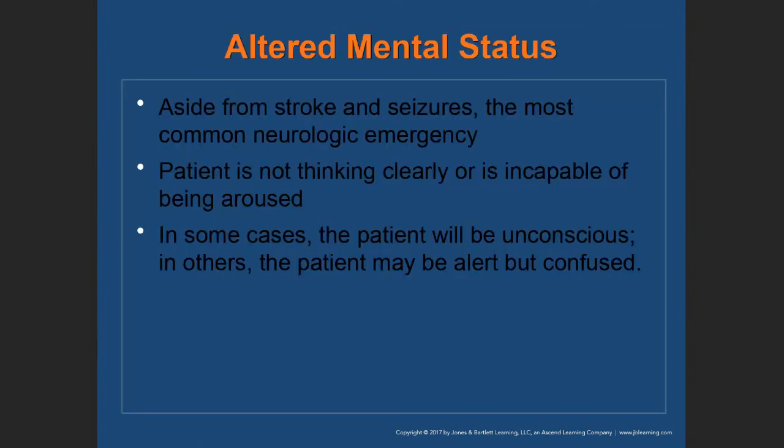Now let's look at altered mental status. So this is a patient who is behaving in a manner that we would not consider to be normal. Aside from stroke and seizures, the most common neurologic emergency is an altered mental status. The patient is not thinking clearly or is incapable of being aroused. In some cases, the patient will be unconscious. In others, the patient may be alert but confused.